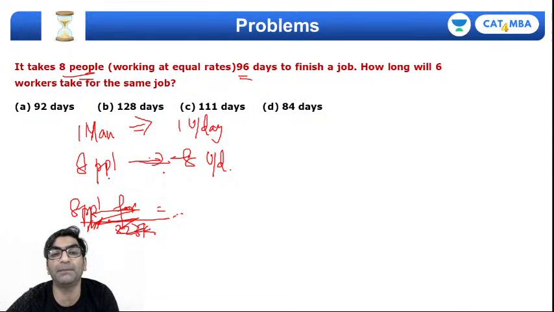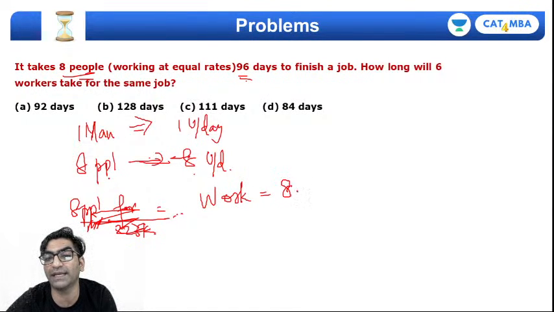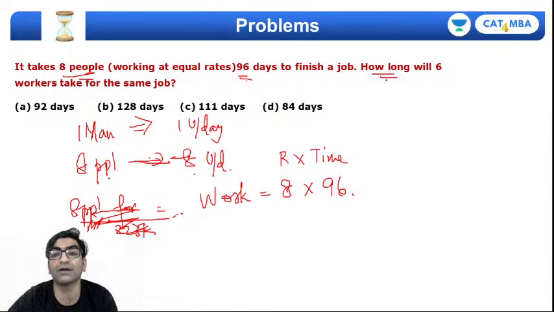अब आप कहोगे 8 people का रेट तो 8 units per day हो गया, ये work for 96 days, so work done will actually be rate into time. Rate is 8 and time taken is 96, right? But the same work will also be done by 6 workers. So R2 for 6 workers, if one worker does 1 unit a day, 6 workers will do 6 units a day. So R2 is 6, T2 निकालना है.